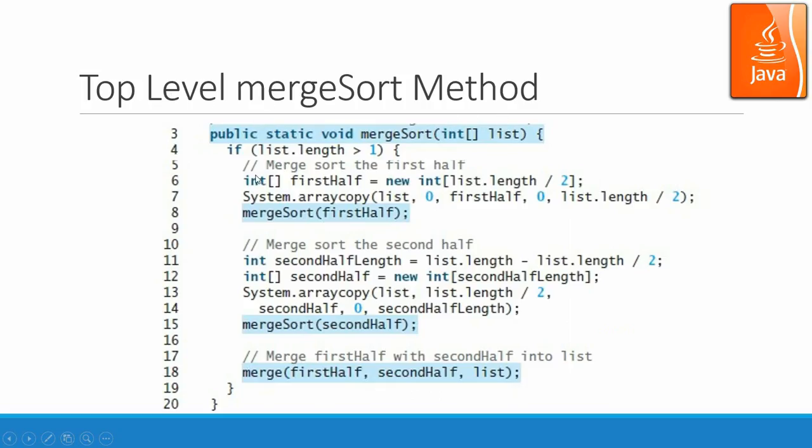Now let's look at the method code. We get the list array coming in, and we create a new array, the first half array. And then we copy the source array list to the destination array, first half, both starting from the 0 position, and the length is list.length divided by 2. We calculate the second half length by doing this, and create the second half array. Then we copy the source array starting from this index to the second half, the destination array, starting at index 0, for the second half length. We do MergeSort on both, and then we merge them together back to the original array.